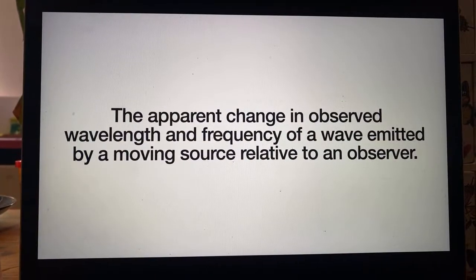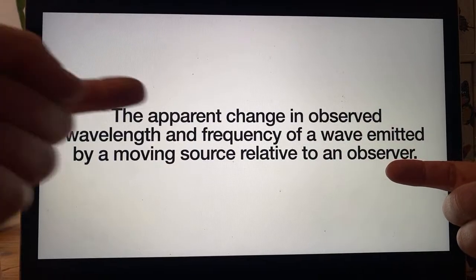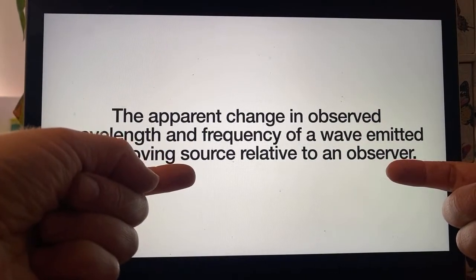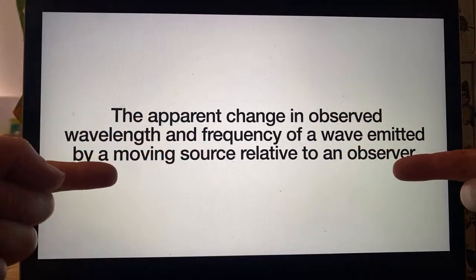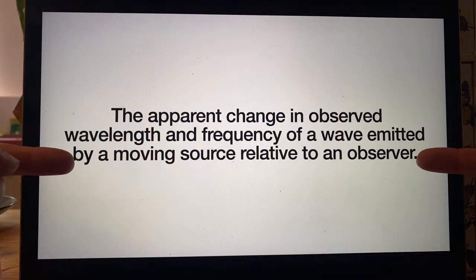So if you want a proper definition of the Doppler effect, it's the apparent change in observed wavelength and frequency of a wave emitted by a moving source relative to an observer. That means the observer is staying still, but the source of the wave is moving. So you will observe that the wavelength and the frequency have changed. It's an apparent change, yeah?